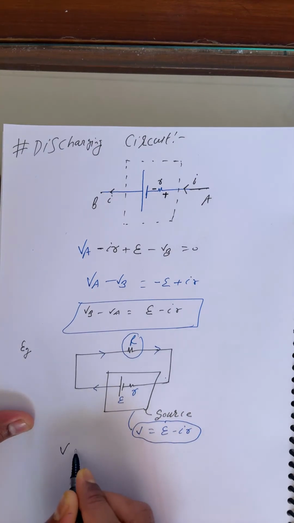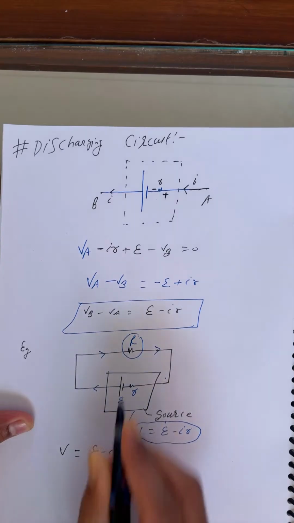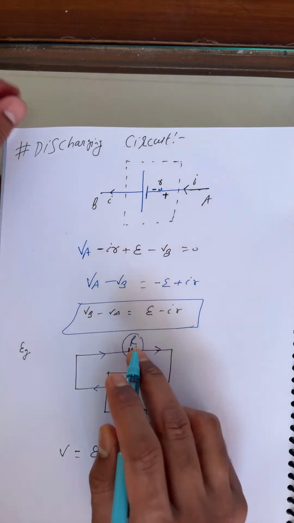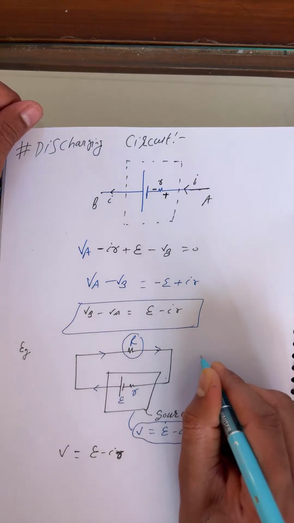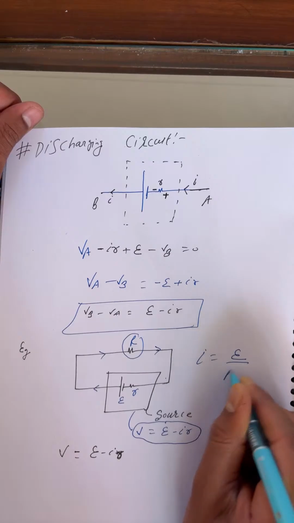We just calculated V is equal to E minus Ir. What's the drop here? V is equal to E minus Ir. Find I from here. What is I? You can write I is equal to EMF upon R equivalent.